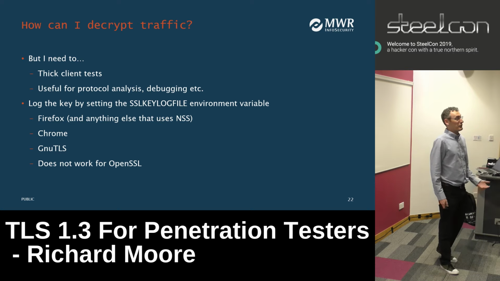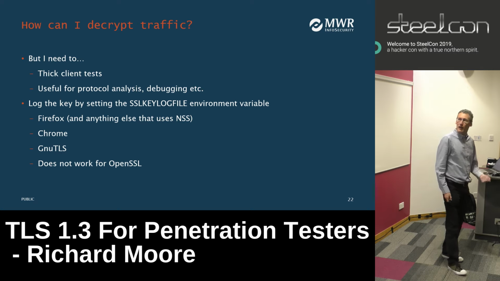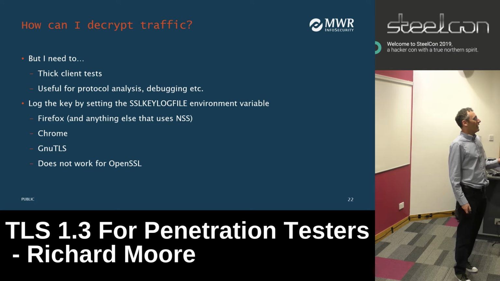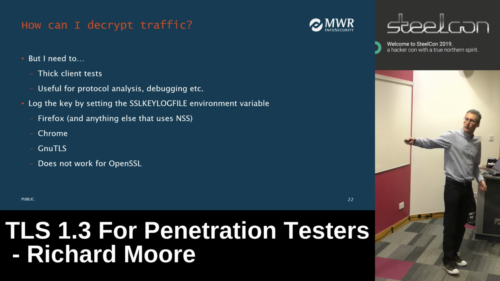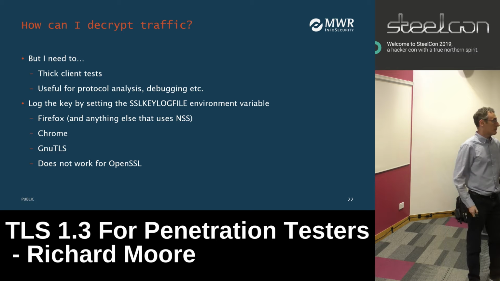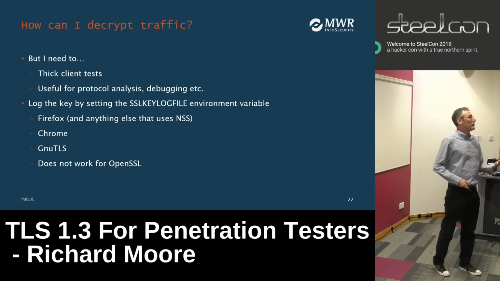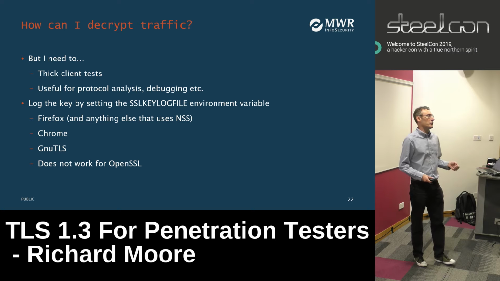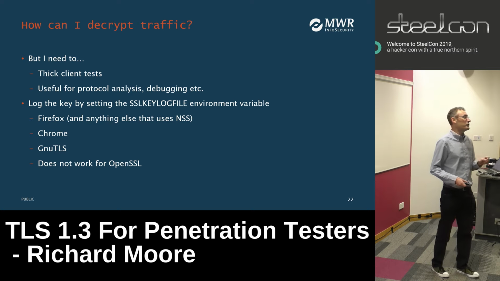And sometimes I want to do debugging, and sometimes we want to use the environment variable. So what you can do is you just set this environment variable, point it at a file, and say, this is where I want you to log the keys. And anything like Firefox that uses NSS, which is one of the crypto libraries, or Chrome, which implements it itself, or GNU TLS, which is another crypto library, all of them will log the information that you need in order to decrypt the traffic. And this isn't a massive security hole, because if someone's in a position to set environment variables on your system, you have already been compromised.